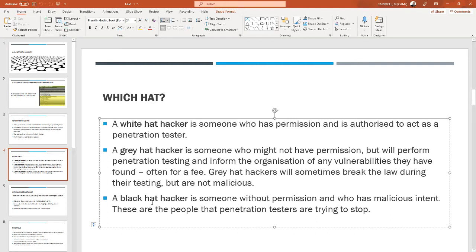A black hat hacker is your normal hacker. Someone who is basically trying to break in, steal credit card information probably, or just destroy stuff for the sake of it. They're basically doing something bad, and they're obviously breaking the law in doing so.